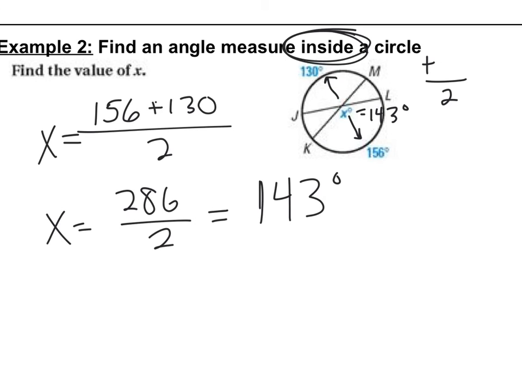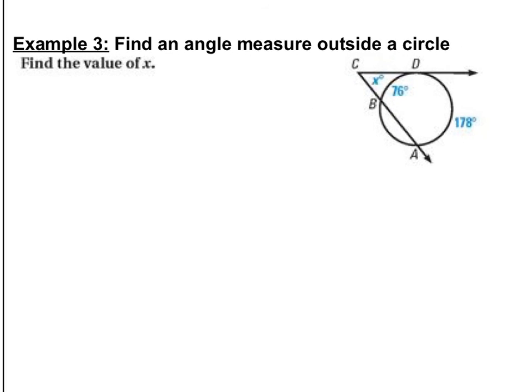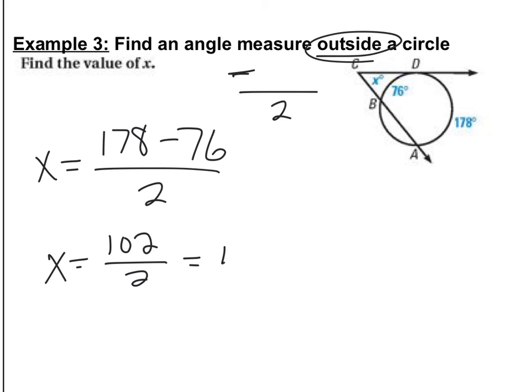So definitely drawing on some vocabulary from lessons past. As you can imagine, we are now going to do one that is outside the circle. Outside the circle is subtracting and dividing by 2. To find the measure of x, we will take the larger of the two intercepted arcs, 178, subtract the smaller of the two intercepted arcs, which is not 172, it's 76, and divide by 2. 178 minus 76 is 102. Dividing by 2 will give us 51. So this angle measure right here is 51 degrees.